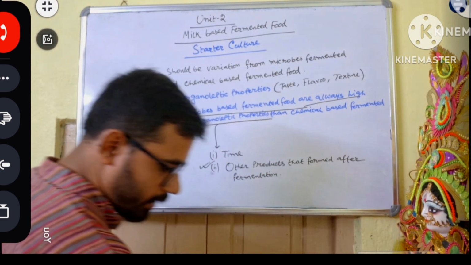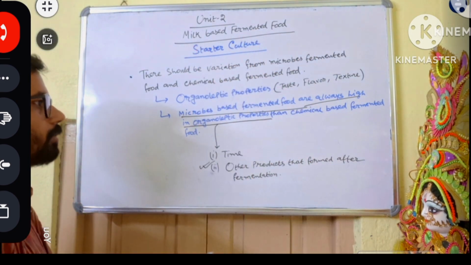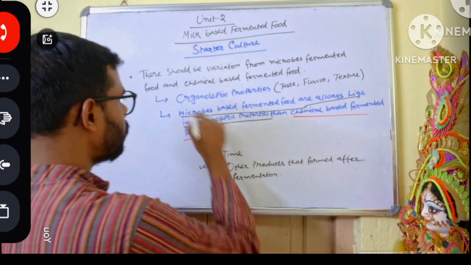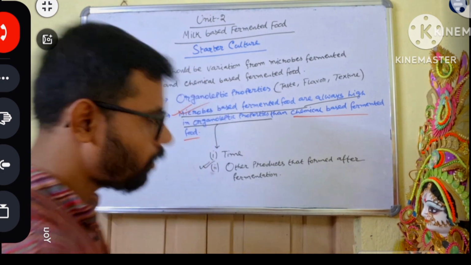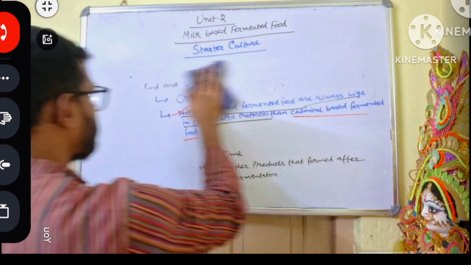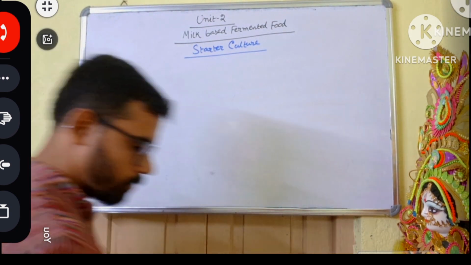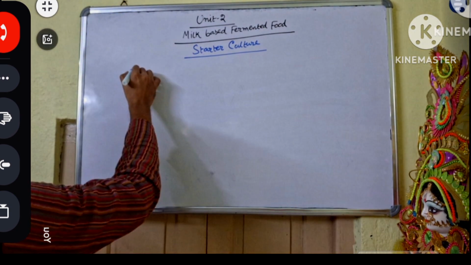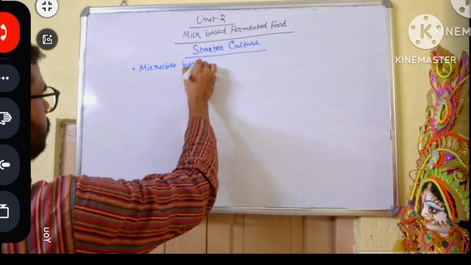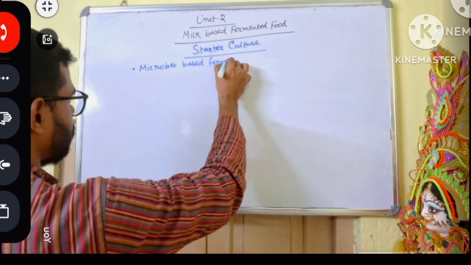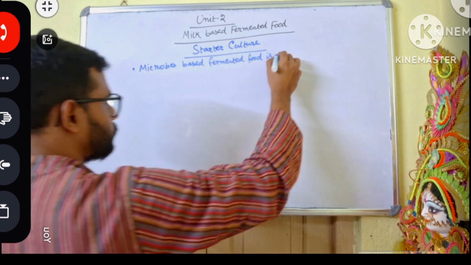So clearly the winner, between microbe-based fermented food and chemical-based fermented food, is always microbe-based fermented food, because it achieves more organoleptic properties. So the third point came from the review: microbe-based fermented food is best.